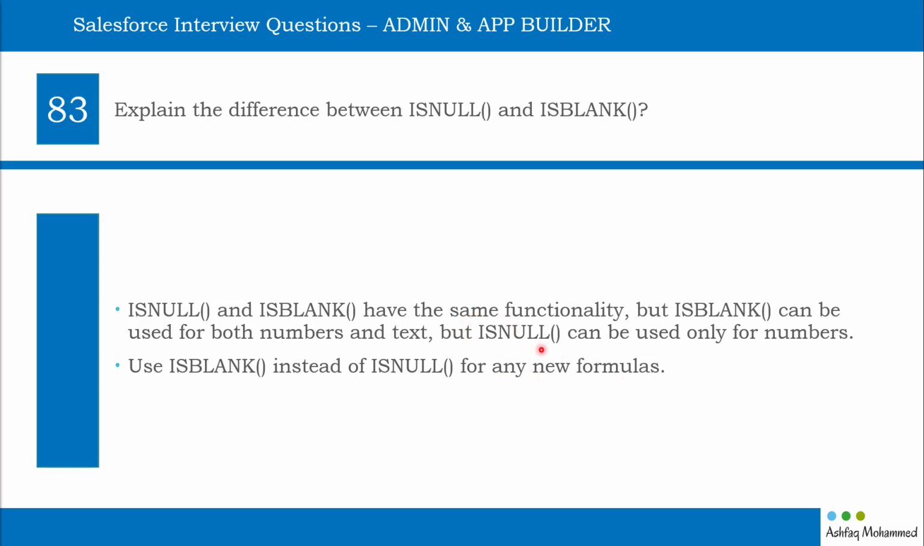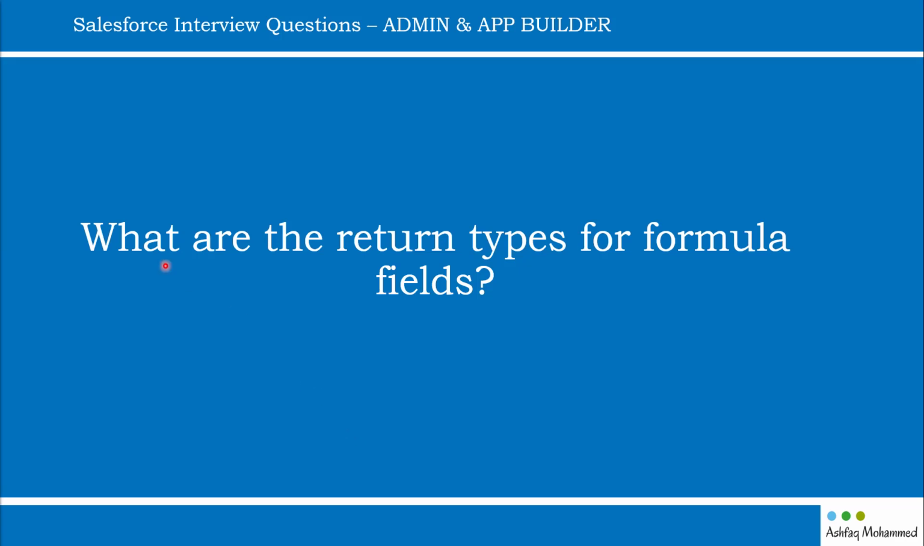ISNULL was the function initially created by Salesforce, but later on Salesforce came up with ISBLANK. So it's always better to use ISBLANK. That's the reason I'm saying use ISBLANK instead of ISNULL for any new formulas. If it is written already, don't worry about it. But whenever you're creating a new formula or validation rule, just go ahead and use ISBLANK whenever you want to check null. Cool.